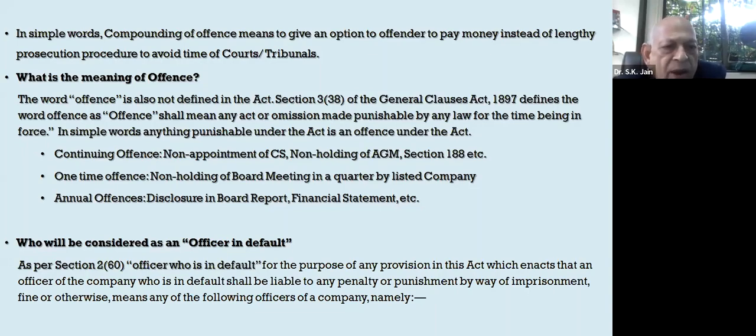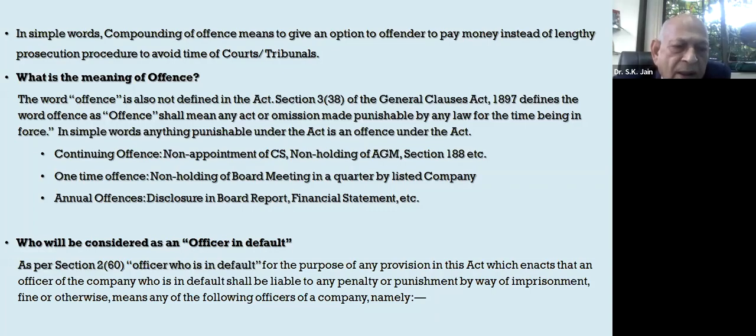So what are continuing offences? Supposing the company has not appointed a company secretary or has not held the AGM, then it is a continuing offence till you make it good. Supposing a company secretary is not appointed, till such time as the company secretary is appointed, the offence will continue. Supposing the AGM has not been held, till such time as you hold the AGM, the offence will continue. It will be treated as a continuing offence.